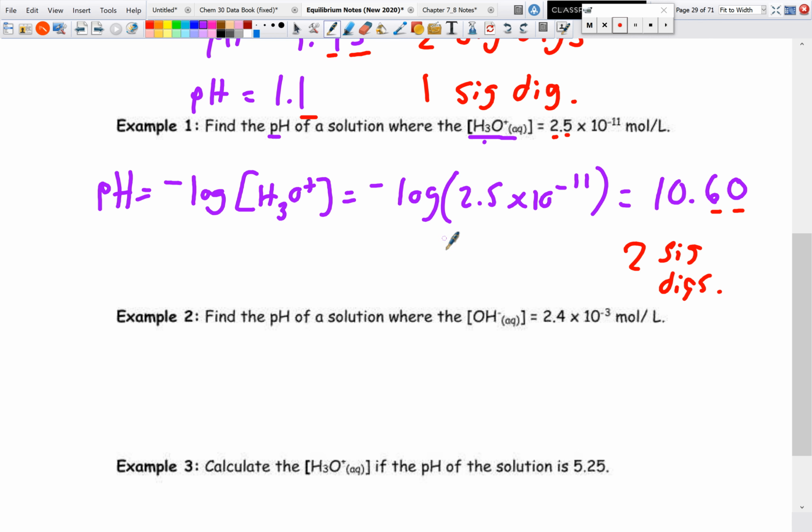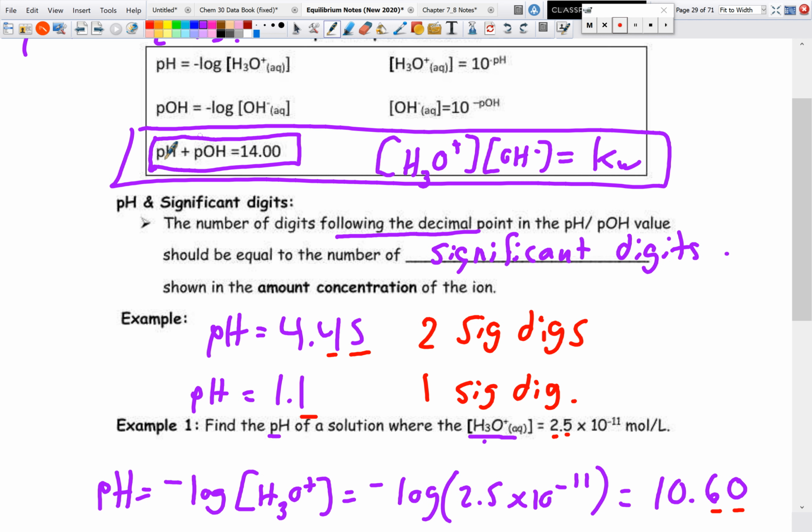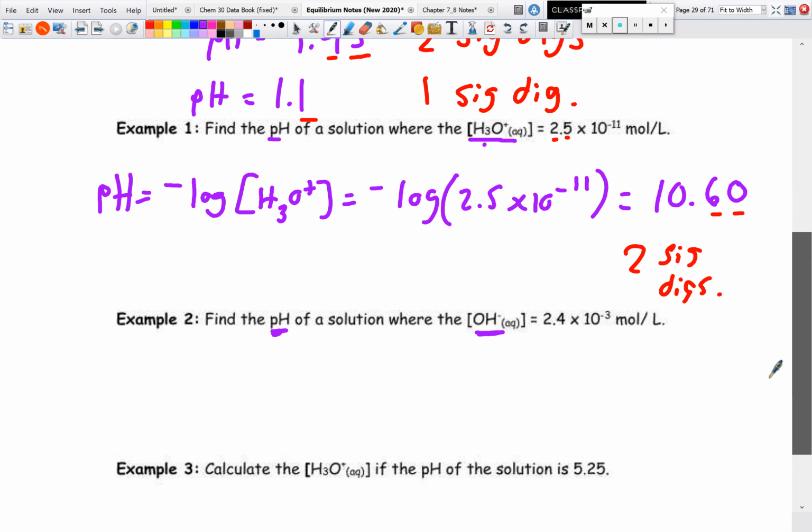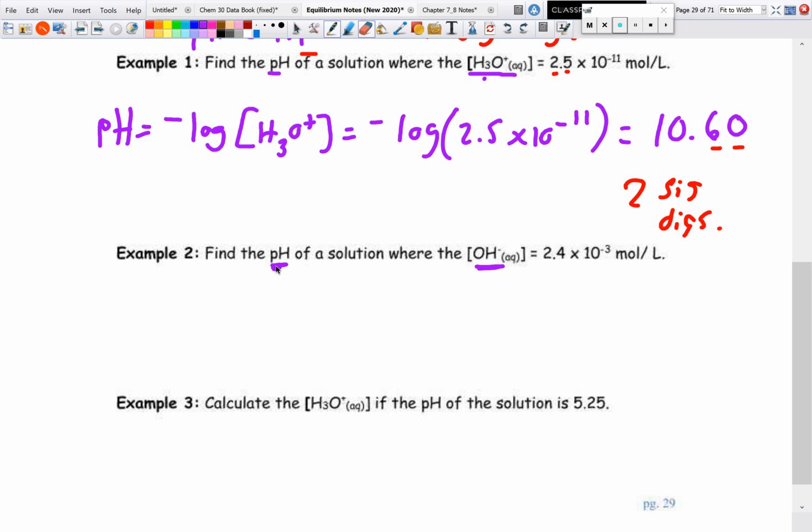Now, example 2 is a little different, because where it says find the pH, remember, pH pairs with hydronium, but we're given the hydroxide ion concentration. Because of this, there are 2 different ways you can solve. You can use the hydroxide ion concentration to get pOH, and then use this equation right here to find the pH. That works. Or we can use this equation to find hydronium and then find the pH. Either way, both ways you'll end up getting the same answer.